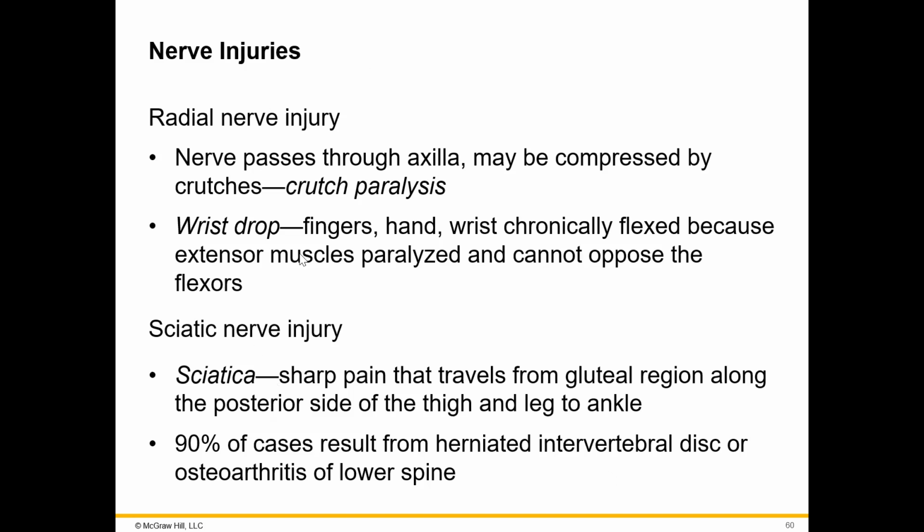Also, there is wrist drop. This wrist drop is when the fingers, hand, and wrist are chronically flexed because the extensor muscles are paralyzed and they cannot oppose the flexors. The sciatic nerve injury known as sciatica is sharp pain that travels from the gluteal region along the posterior side of the thigh and the leg to the ankle. This is a very painful injury. This pain will make you forget any other pain that coexists with it.